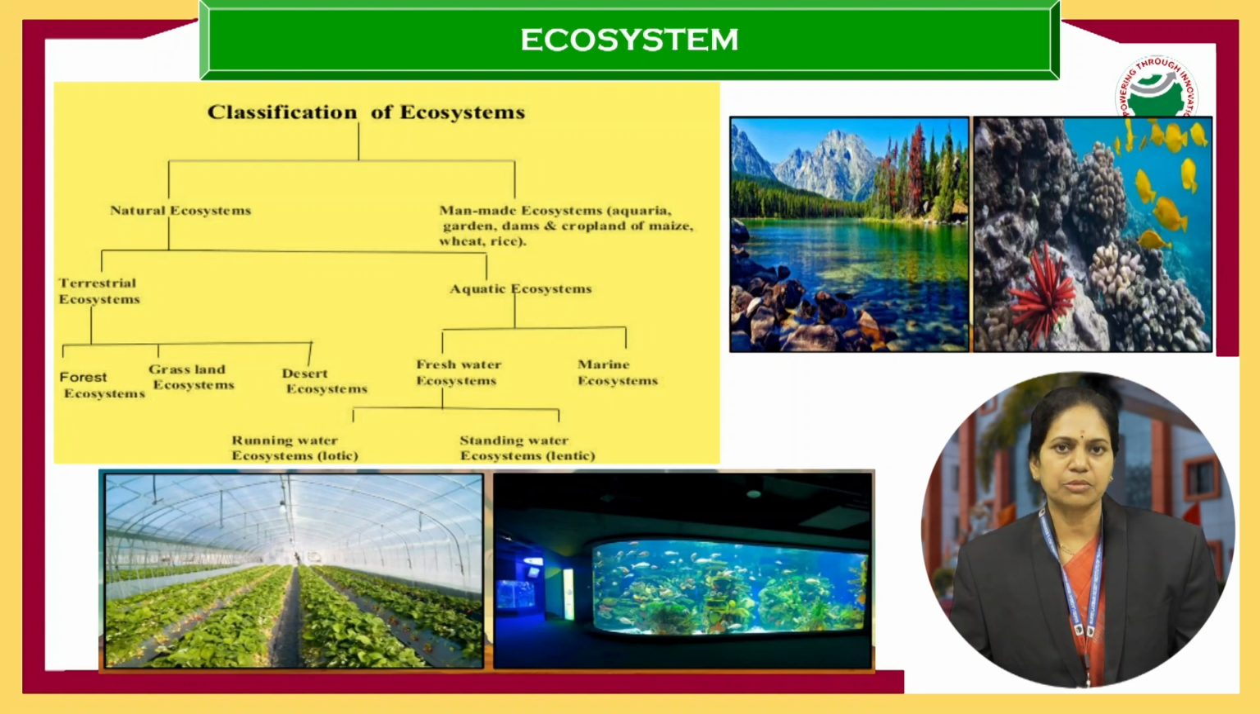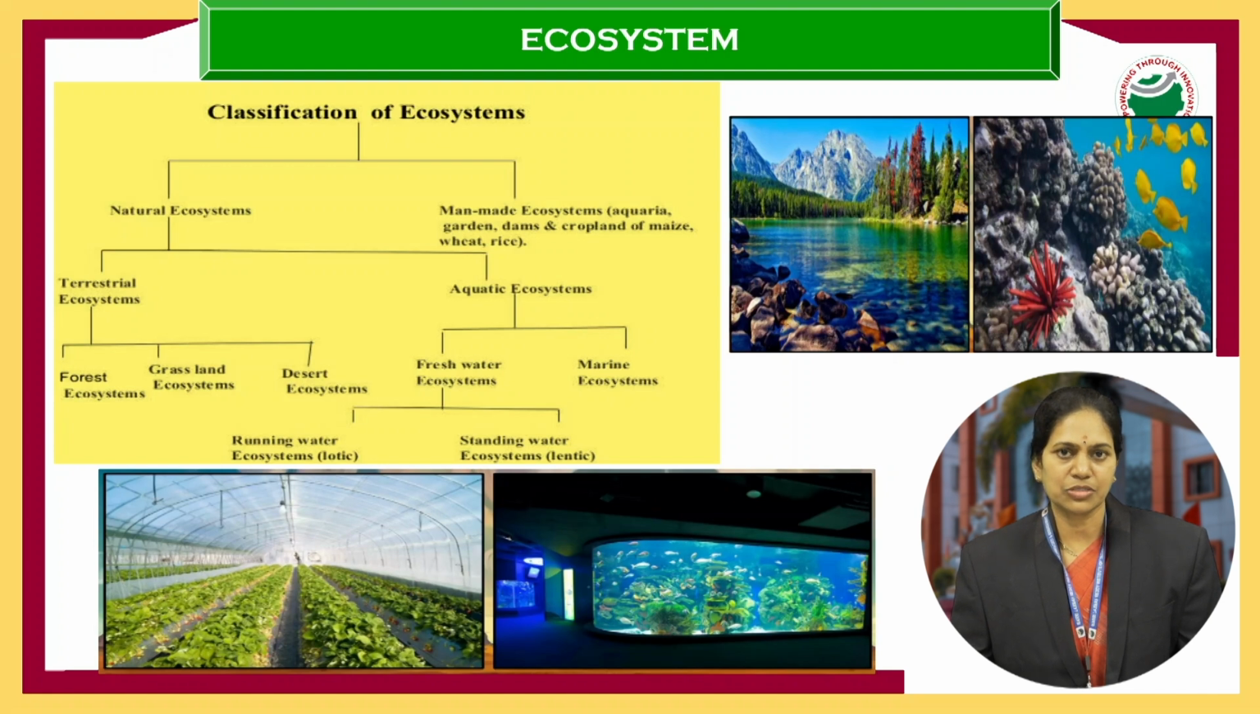Then when we are talking about anthropogenic ecosystem, or we call it an artificial ecosystem, it is an ecosystem where man is involved. You can see some of the examples here, the dams, the aquarium, zoological parks, or botanical gardens. All this comes under man-made ecosystems, or we call it anthropogenic ecosystems, where man is included. Especially when we talk about crops, when we are talking about fields, all these are anthropogenic because man is involved.